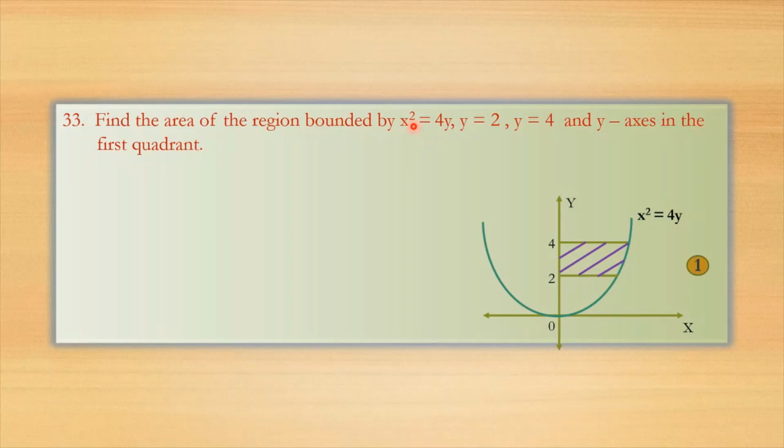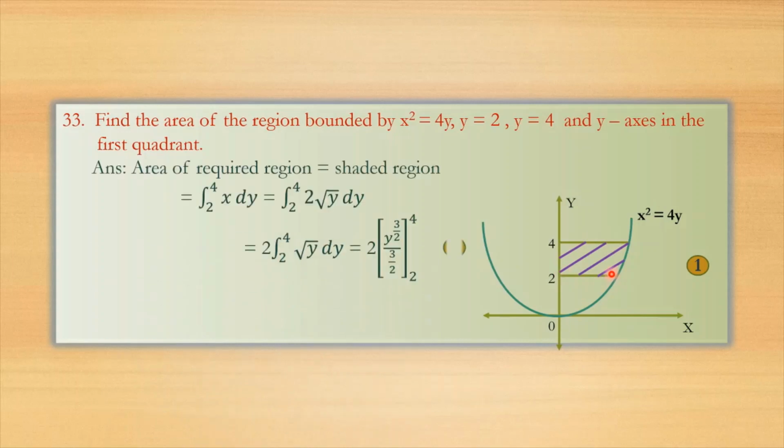See here, given: find the area of the region bounded by a parabola which is open towards the positive direction of the y-axis, correct? And two lines, y is equal to 2 and y is equal to 4, and the y-axis. So this is the portion which I need to find out. So the area of the required region is equal to the shaded region. Let me find this out with respect to the y-axis. You can find it even with respect to the x-axis, which is a little complicated. So let me find it out with respect to the y-axis.